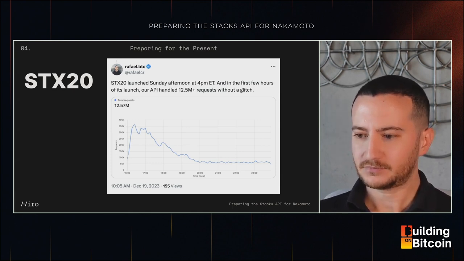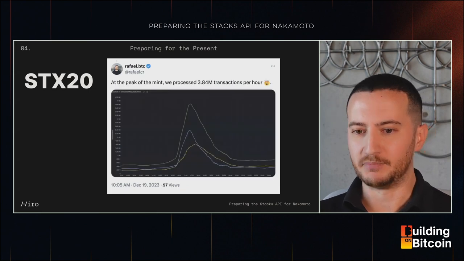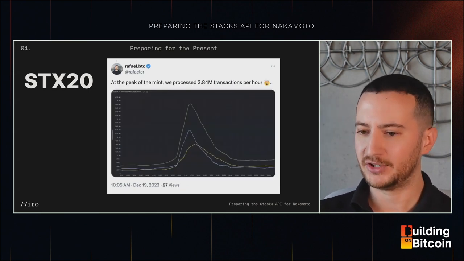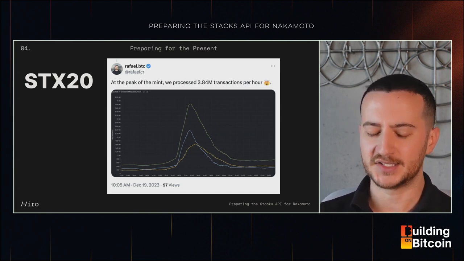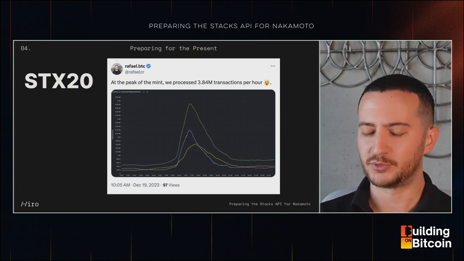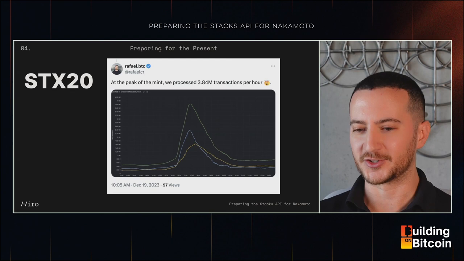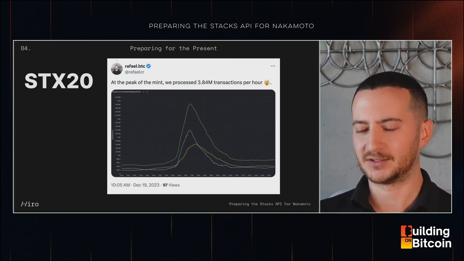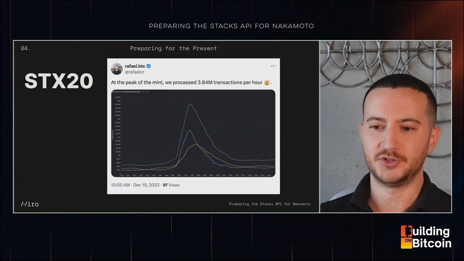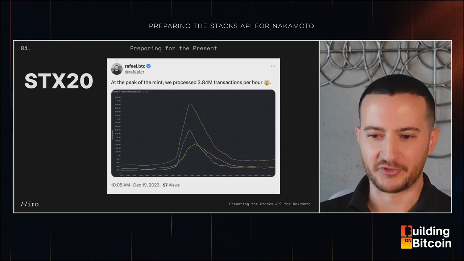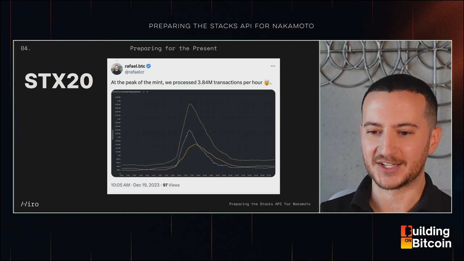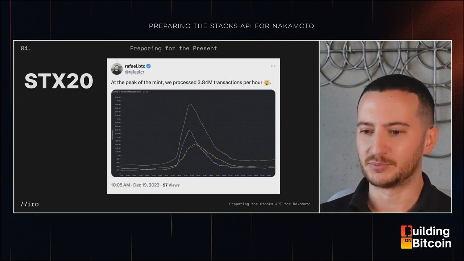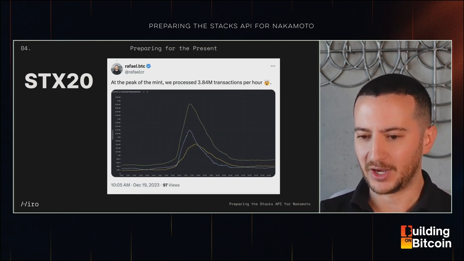very gracefully. We also saw at the peak of the mint around 3.8 million transactions per hour, which is just a massive amount. And what this graph means is that when users broadcast their transactions, they're very eager to know when these transactions get confirmed on the network, right? So they visit the Explorer and start refreshing so that they can see as soon as it gets confirmed, they start broadcasting new transactions. So this put a lot of strain in the API because obviously we had to serve all of these transaction requests as quickly as possible.